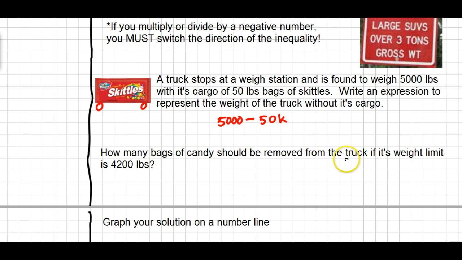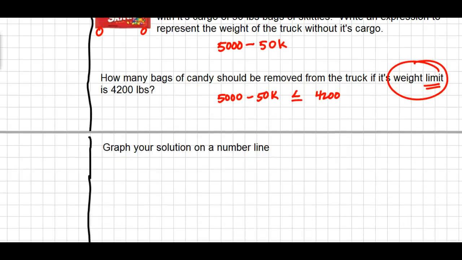How many bags should be removed then from the truck if the weight limit is 4,200? Keyword here is the weight limit. If I take my expression from the previous question, I know I'm going to need some kind of an inequality symbol and my 4,200. Remember that this represents the truck itself, and it can't weigh more than 4,200. It could equal that amount, but it has to be that number or less. That is the nature of having a weight limit. So I know that the symbol I need here is the less than or equal to sign. Now I'm going to go ahead and solve that and graph my solution on a number line.